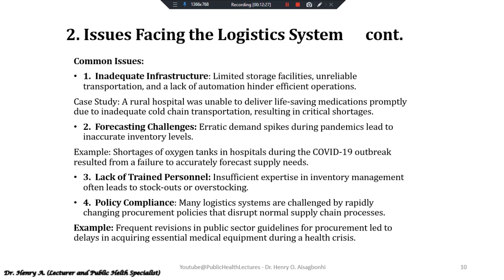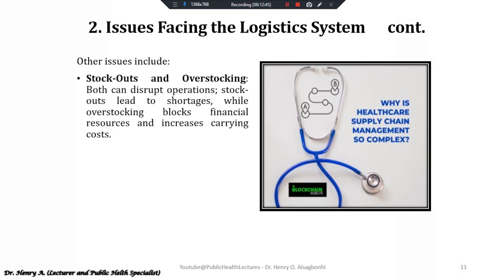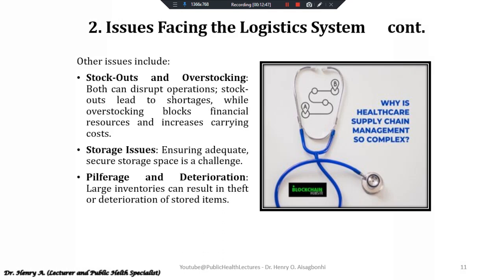There are also more issues in healthcare logistics. And what are those issues? You have the stockouts and overstocking. Under the stockouts and overstocking, these are twin problems. When stockouts happen, patients suffer. When overstocking happens, the facility wastes money and storage space.